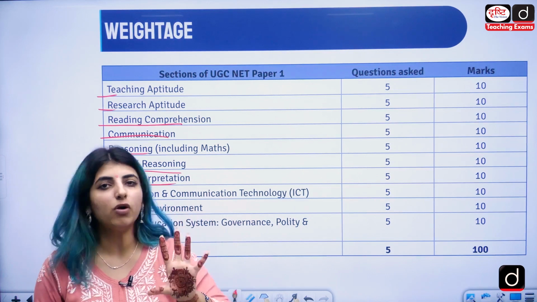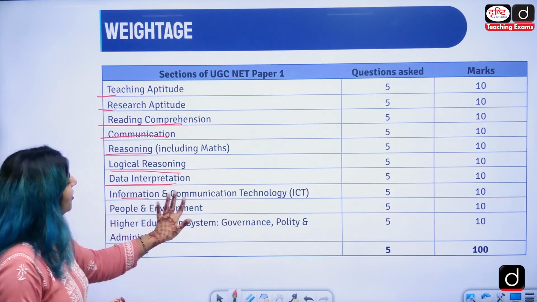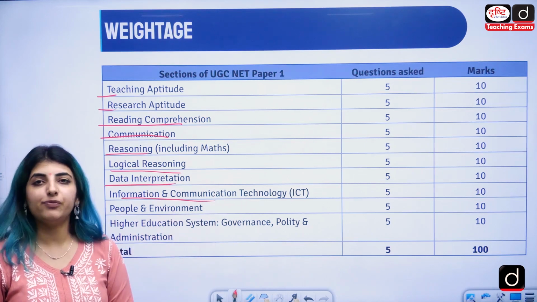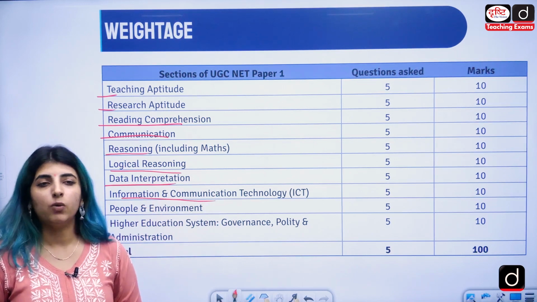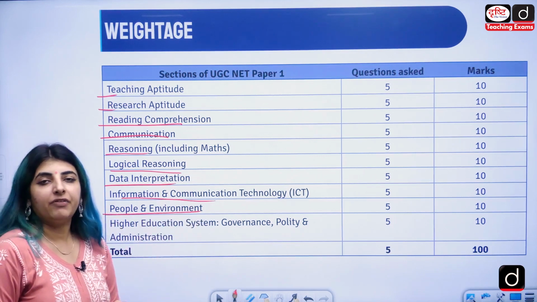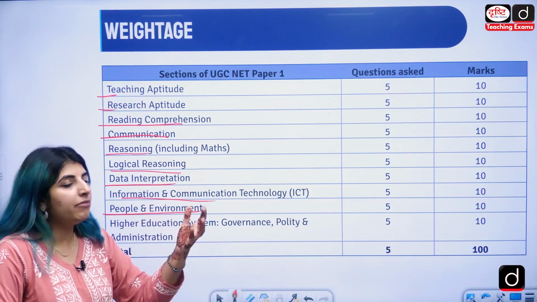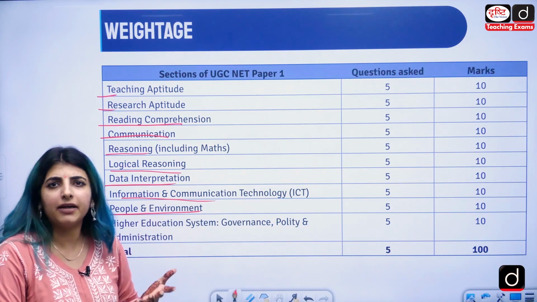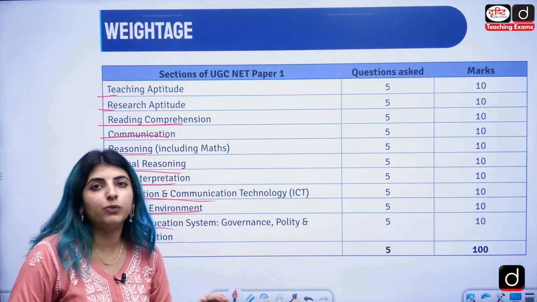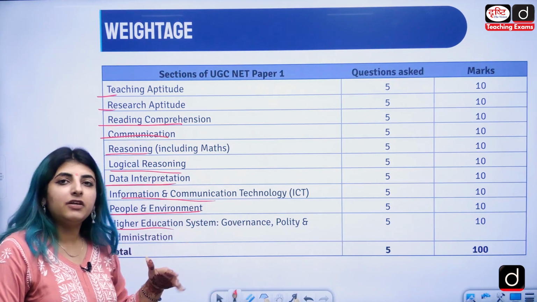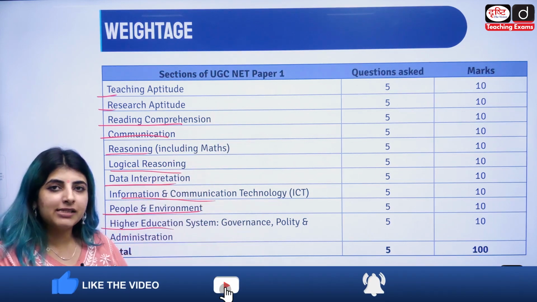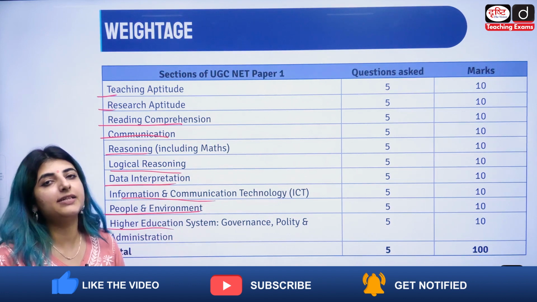From data interpretation, 5 questions always come. Information and communication technology related to your computer, right? Wi-Fi, what is web 1.0, 2.0, 3.0? What is the differentiation between LAN, MAN, PAN, etc.? People and environment, right? Different types of chemicals which are harming the environment, for that matter smog, right? Higher education system from the ancient times to the modern times, including the government schemes, etc., right? NEP 2020, if I want to put an emphasis on it, right? So 5 questions from each and every unit roughly is the weightage.